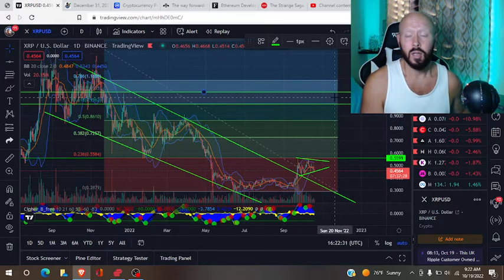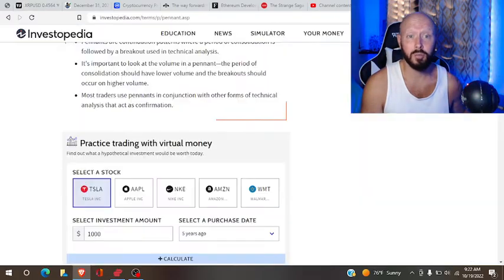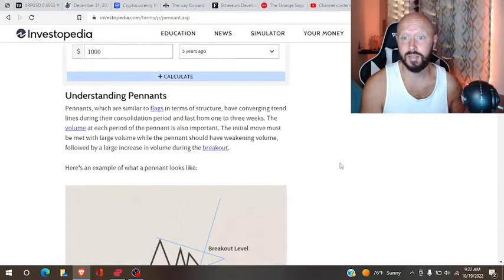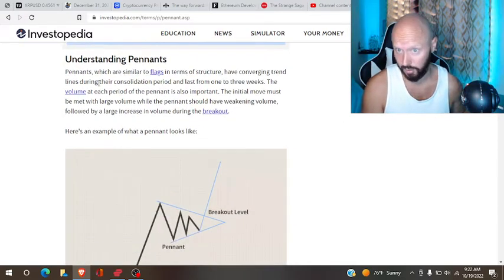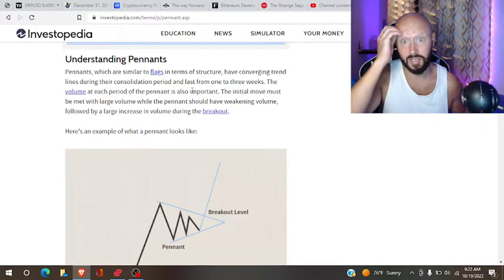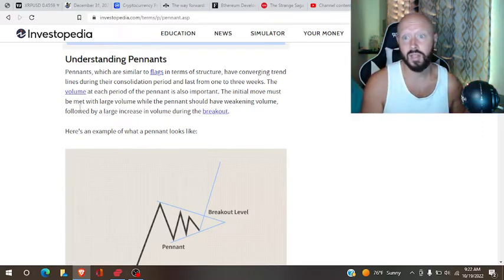So jumping back into that pennant, you're understanding pennants, which are similar to flags in terms of structure, have converging trend lines during their consolidation period and last from 1 to 3 weeks. The volume at each period of the pennant is also important. The initial move must be met with large volume, while the pennant should have weakening volume followed by a large increase in volume during the breakout. So let's go check that out.